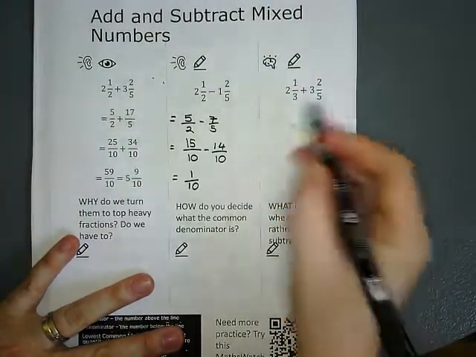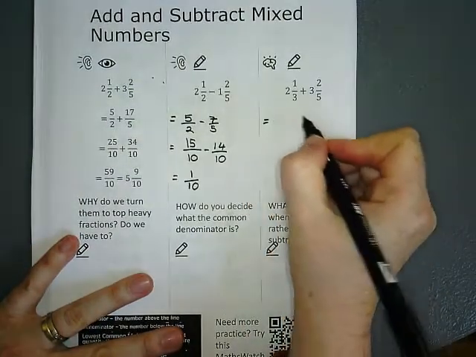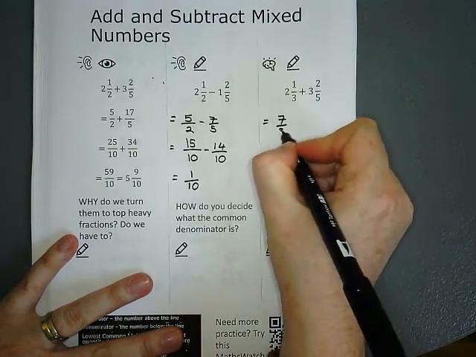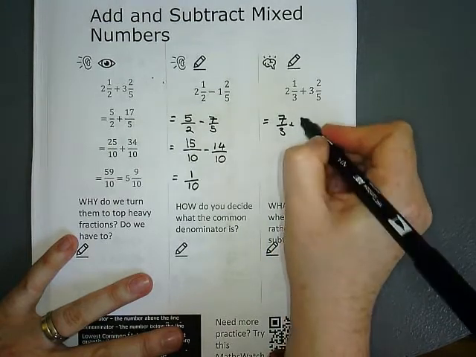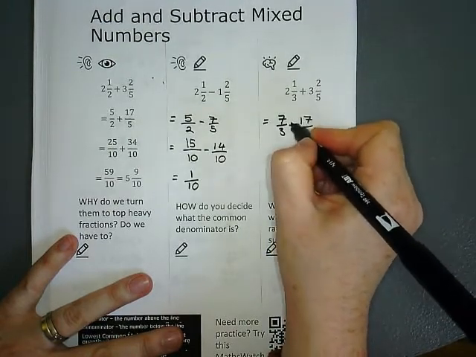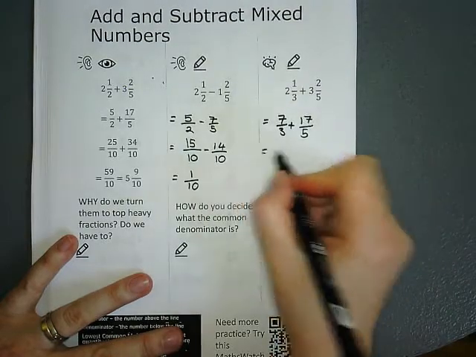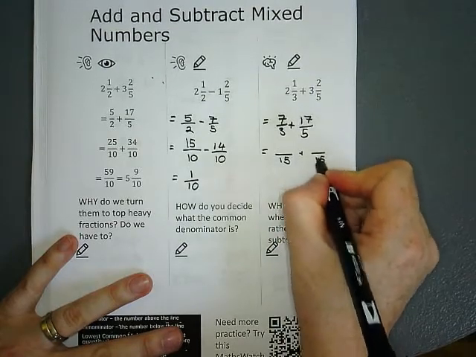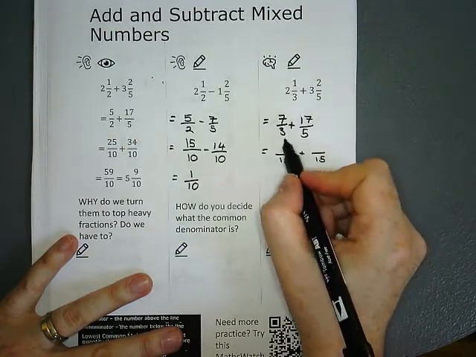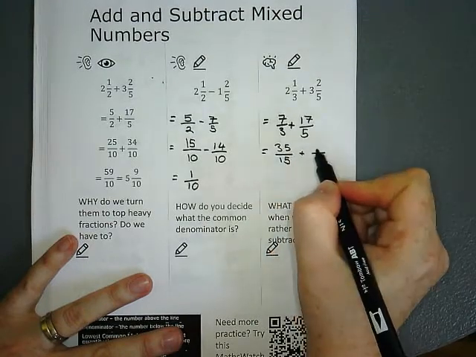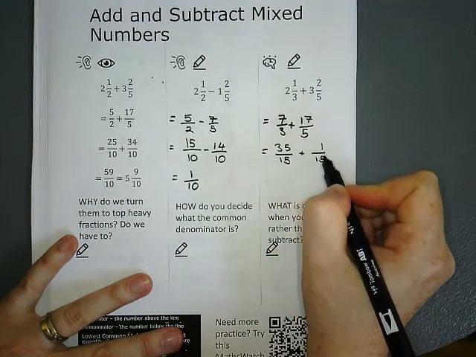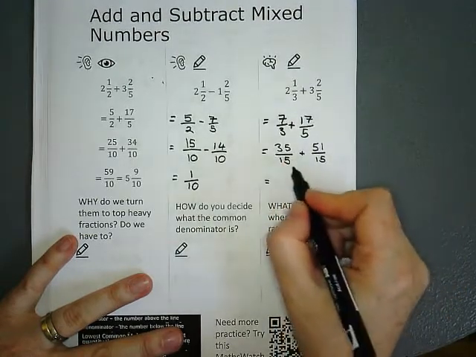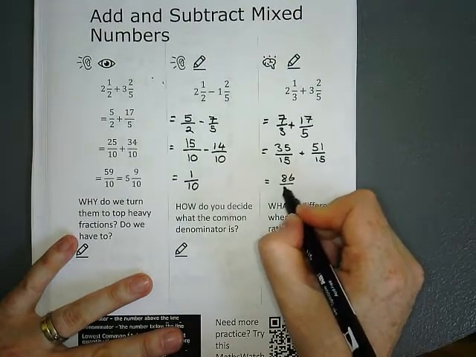So hopefully you have converted to improper fractions and had 7 over 3 add 17 over 5. You've decided on a common denominator of 15. Which means we've got 35 add 51. When we add those, we get 86 over 15.